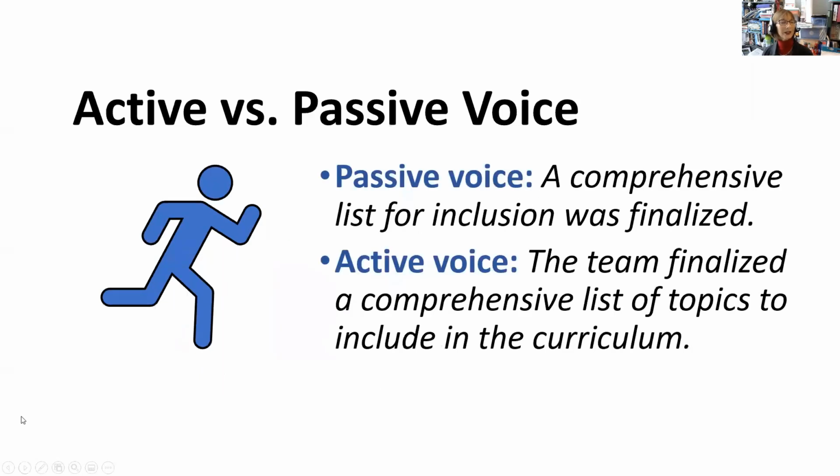So now a more serious example, and this comes from an actual article that I reviewed. A comprehensive list for inclusion was finalized. That leaves me asking questions. Who did it? And was finalized for what? So, the team finalized a comprehensive list of topics to include in the curriculum. Much more descriptive by using the active voice. In this case, it was a team. This was a sole author who was writing, but she was writing about something that she was involved with with a team. So in this case, it was a team that did this. So that's much more clear in using active voice.